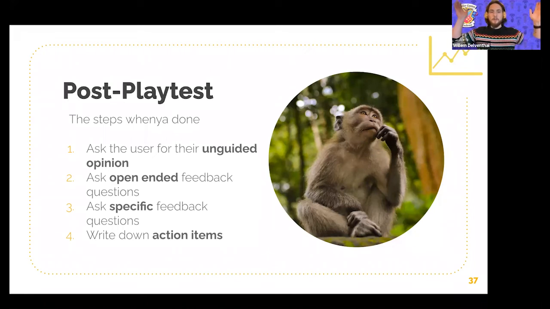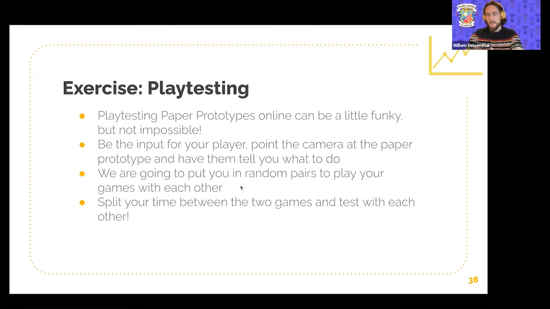By starting with the most open-ended, you'll get the most authentic feedback, because one of the things that is tough about playtests is people tend to try to tell you what they think you want to hear. So by asking just open-ended questions, you are leading them the least. And then write down your action items. And that's basically it. So we're going to do a playtesting exercise now.